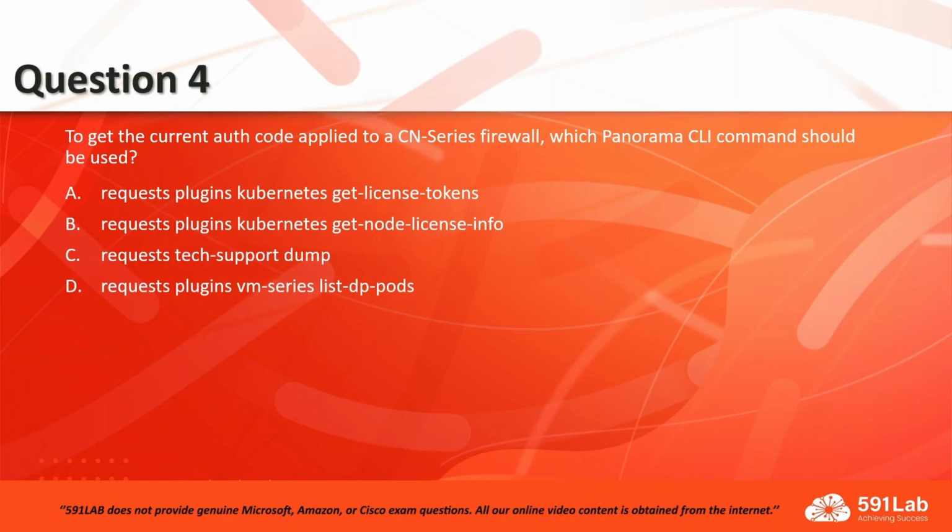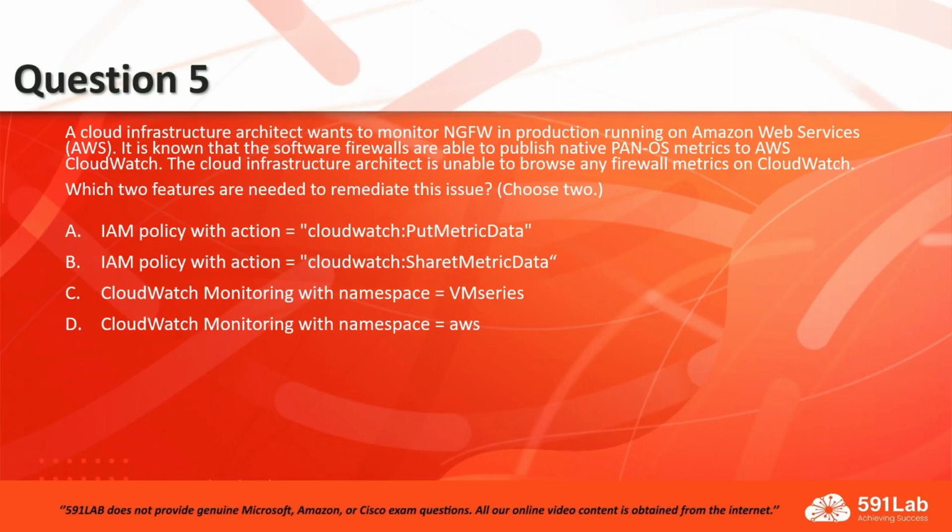Let's go to question number 4. Question number 4 is as follows. To get the current outcode applied to a CN-Series firewall, which Panorama CLI command should be used?